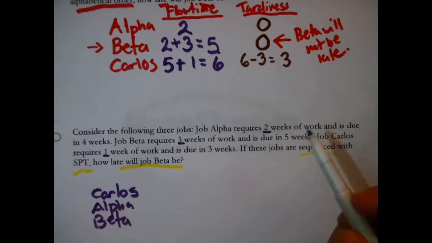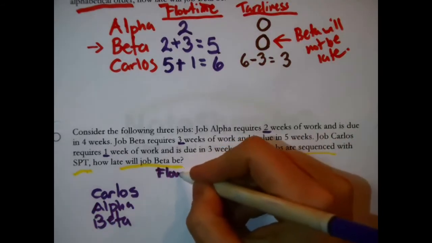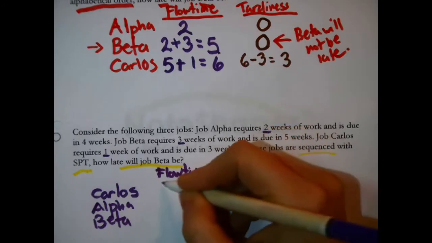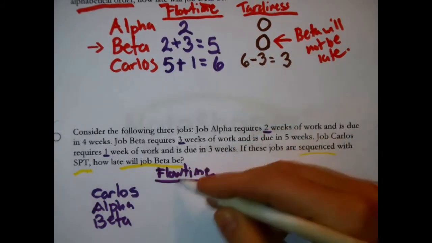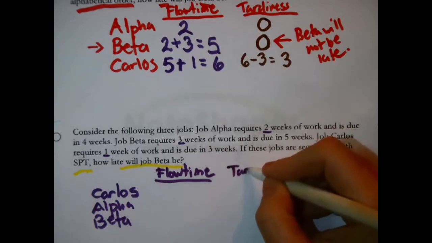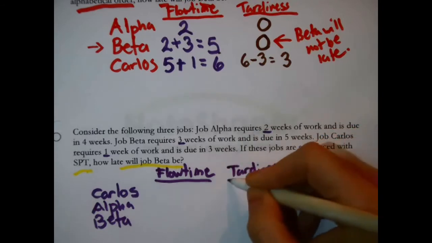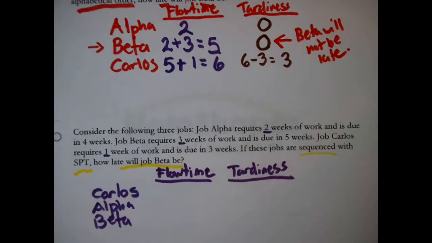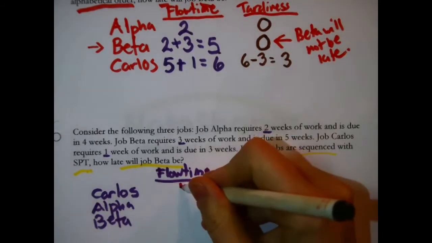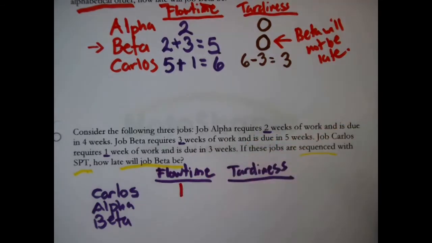All right, fine. Now what? Same steps. We can't determine how late it will be until we determine the flow time first. So I'm setting up a column for that. Then we can determine the so-called tardiness by comparing the flow time to what was promised. The flow time of the first job, in this case Carlos, is its processing time. Carlos won first place because Carlos is only 1 week worth of work, therefore it'll be done in 1 week. Alpha is 2 weeks worth of work, so alpha's flow time is 1, the flow time of the job before, plus 2, its own duration. 3, alpha will be done in 3 weeks.